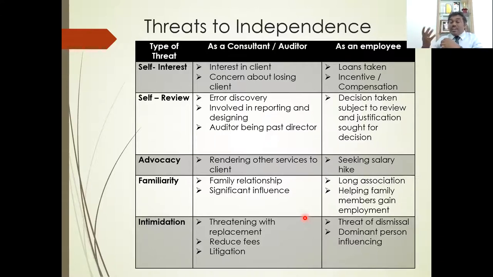Independence. Helping family members gain employment. All these things. Intimidation. Threatening. Gunpoint. If you do it, otherwise I'll reduce your audit fees. Litigation. All those things are of concern. As an employee, threat of dismissal. Dominant person influencing. So all these things are cases which have a threat to independence.